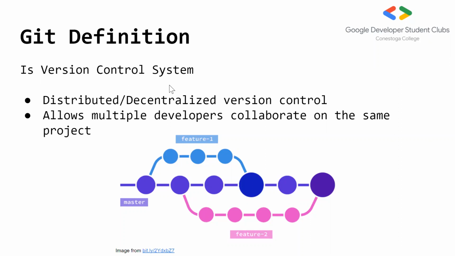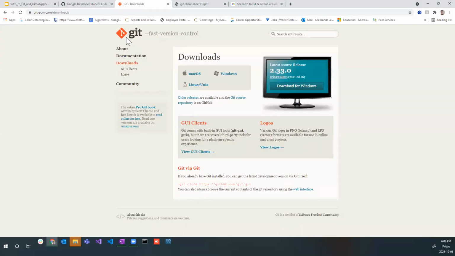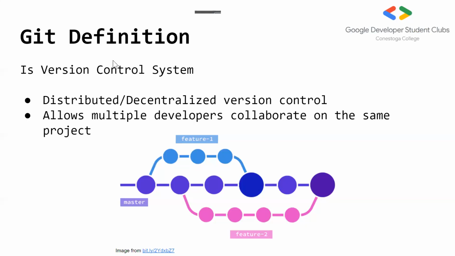So let's talk about Git. What Git is. Maybe you already heard about it, because it's a very common tool to use. This is its logo. The definition of Git: Git is a version control system, and essentially it's used to track changes in your computer files.